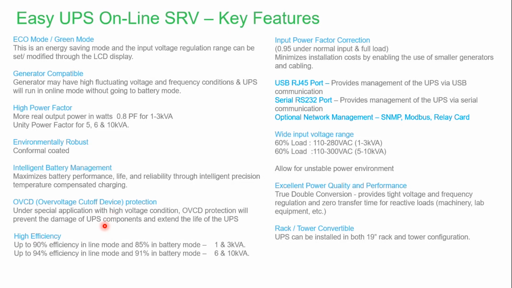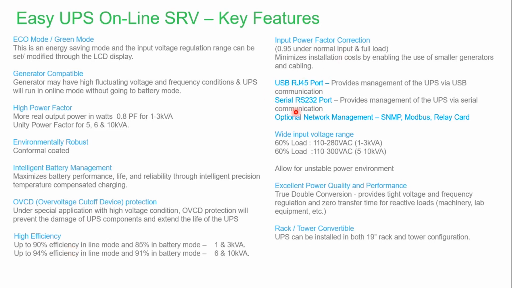Then high efficiency. Efficiency is the measure of whatever power we supply to the UPS and, after completion of the process, what power it gives us at the output. So the efficiency of the 1 to 3 kVA is 90%, and the efficiency of 6 to 10 kVA is up to 94%. Then input power factor correction.